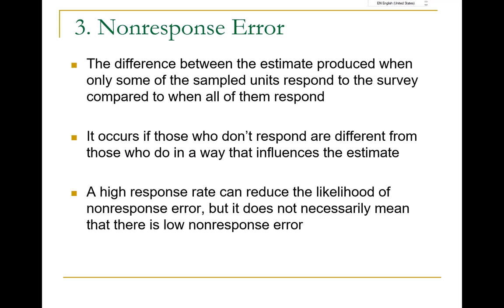Non-response error arises when individuals selected for the survey fail to respond. This can lead to biased results if the non-respondents differ in a meaningful way from those who respond. So it's a type of selection bias. For example, if only certain types of people, such as those with strong opinions about a topic, complete the survey, the results will not accurately reflect the views of the overall population.